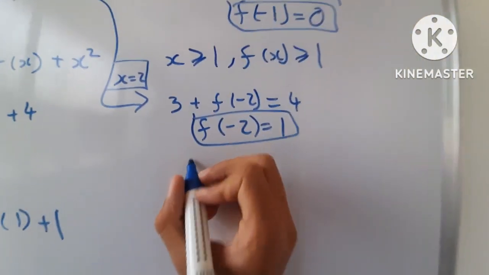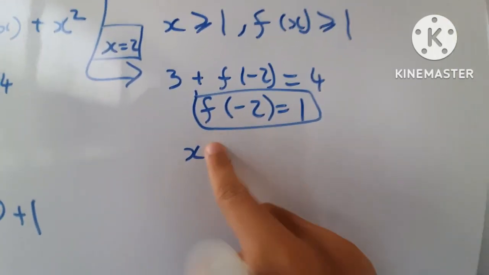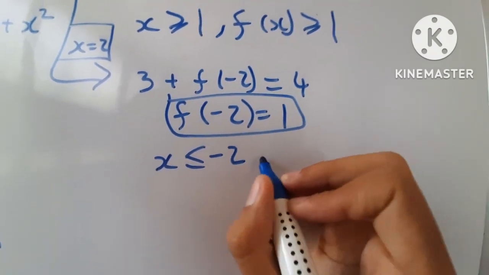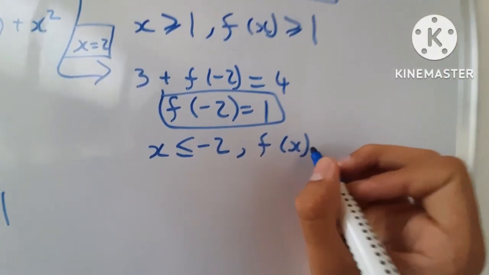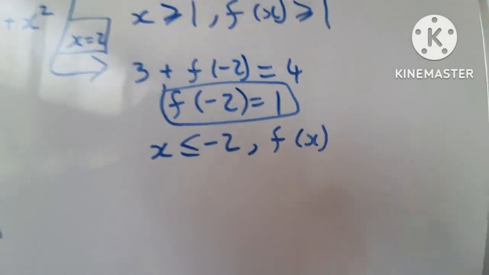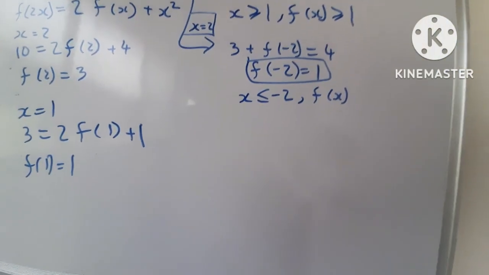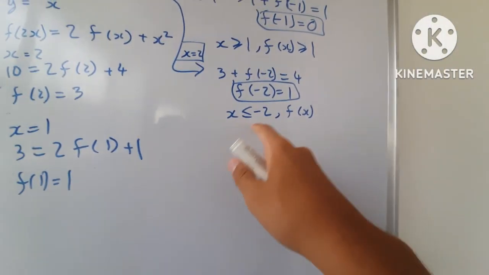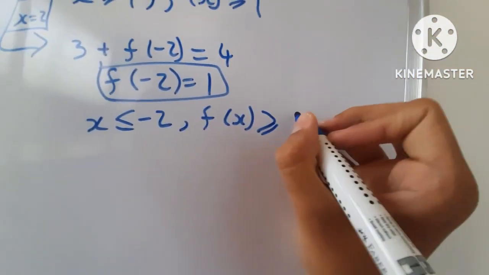So basically for x less than or equal to negative 2, f of x would be greater than or equal to 1.